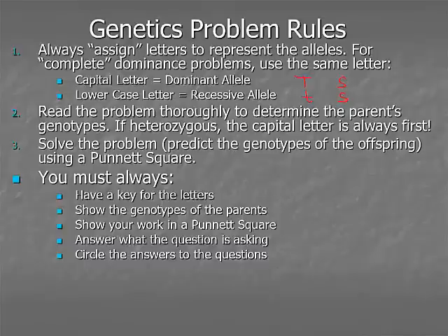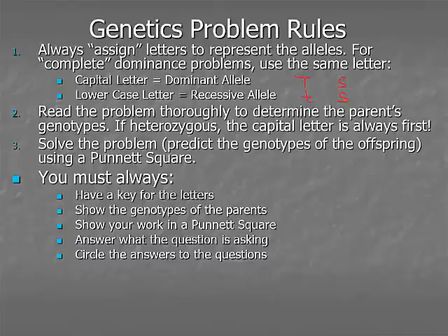Read the problem thoroughly to determine the parent genotypes, as there will often be clues throughout the problem. If, for example, they give you the clue that an individual is heterozygous, the capital letter should always be written first. Remember, we are using Punnett squares to solve the problems to predict the genotypes of the offspring.